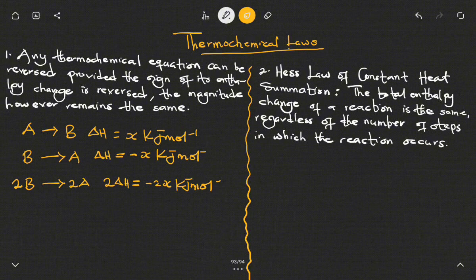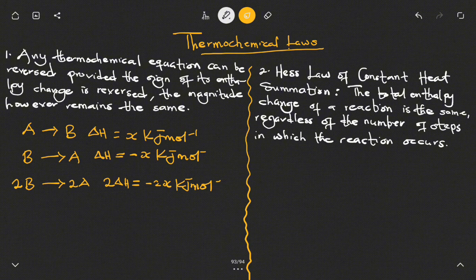And the second one is Hess's Law of constant heat summation. Now this one says the total enthalpy change of a reaction is the same regardless of the number of steps in which the reaction occurs. We can also put this in a different way: if a reaction occurs in several steps, the enthalpy change of the overall reaction is the sum of the enthalpy changes of the individual steps.